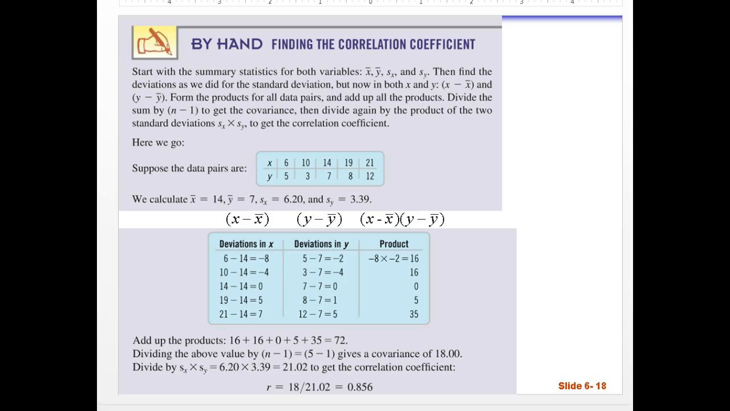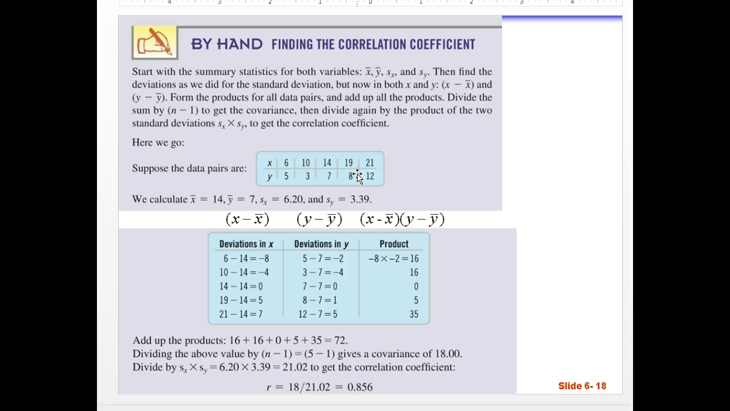the number can only run between -1 and +1. The closer it gets to -1, the stronger is the relationship in the negative direction, and of course the closer it gets to +1, the stronger is the relationship in the positive direction. If R gets close to 0, it's really telling us that there's not much of a relationship or a correlation between the two variables. Alright, we have a little set of data here, X and Y data pairs.